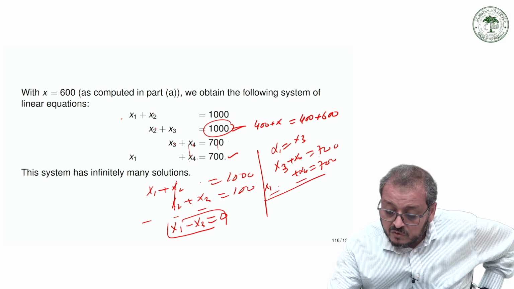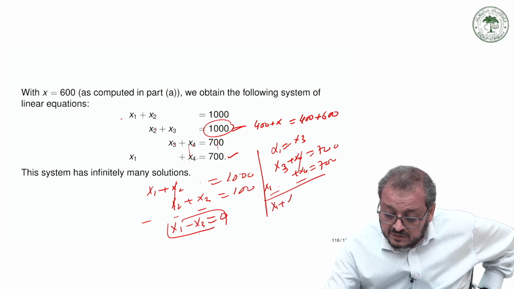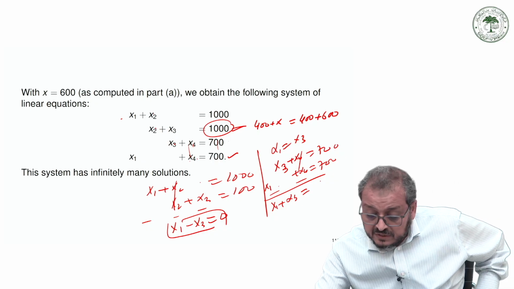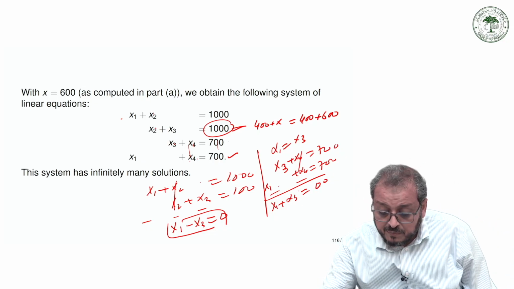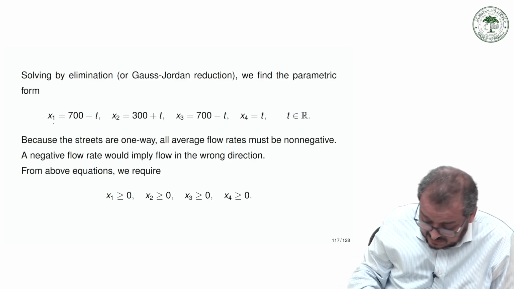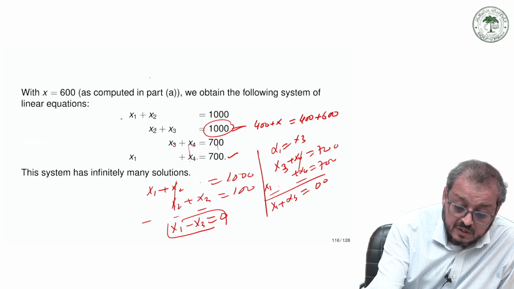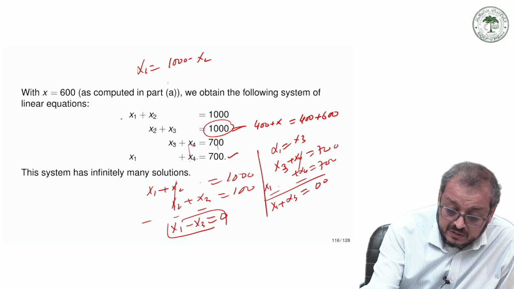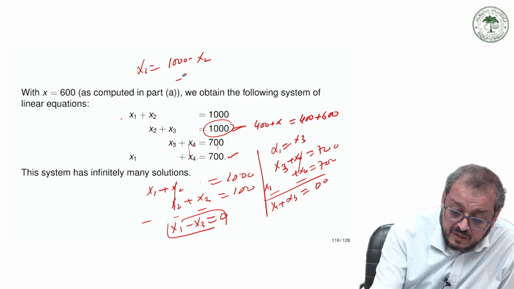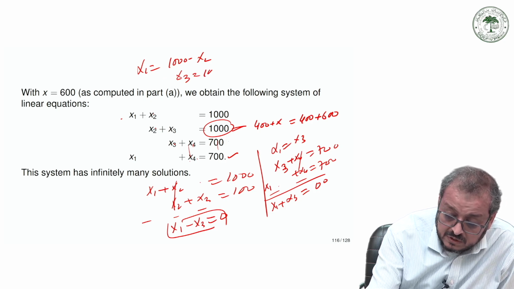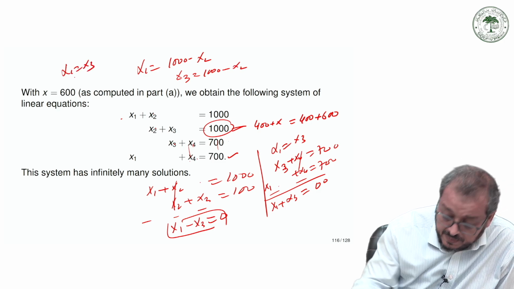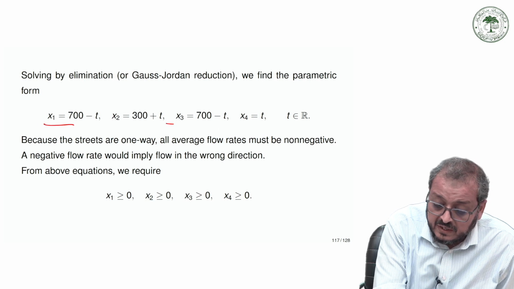Then subtracting these two, we can say that x1 minus x3 is also 0. Then x1 is simply equal to x3. So clearly x1 can be written in the form of 1000 minus x2, and x3 can be written in the form of 1000 minus x2. Then we can say that x1 and x3 are the same.